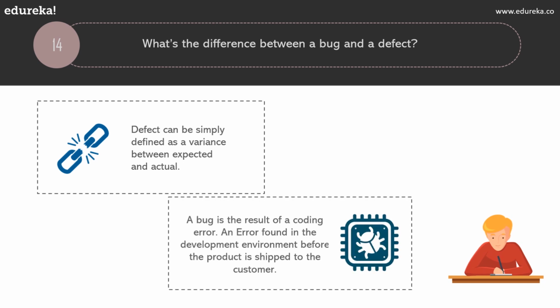Coming back to bug, a bug is a result of a coding error. An error which is found in the development environment before the product is shipped to the customer. A programming error that causes a program to work poorly, produce incorrect results, or crash the system, that's a bug. Or it can be an error in software or hardware that causes a program to malfunction entirely. Bug is the terminology of a tester. Now you understand the difference, right? A defect is the difference between expected and actual result, and it occurs after the application goes into production. Whereas a bug is the result of a coding error. Like I said, it can be anything. So it's an error that's developed before the product is shipped to the customer.